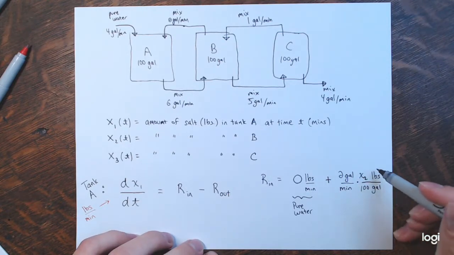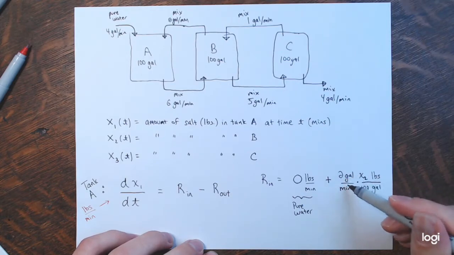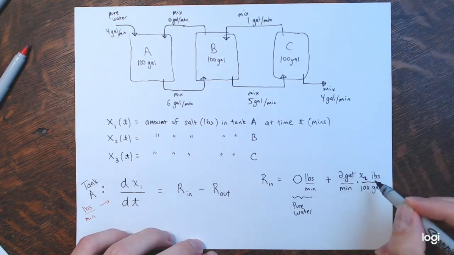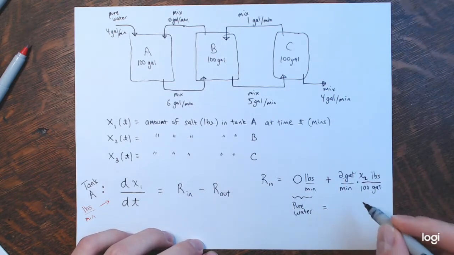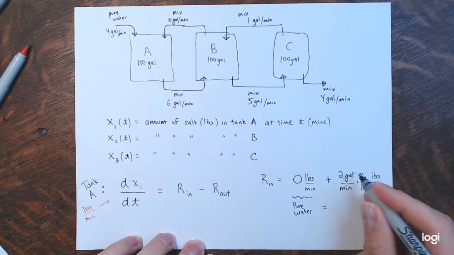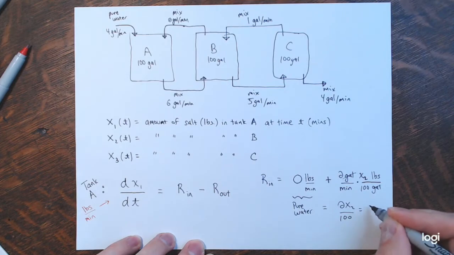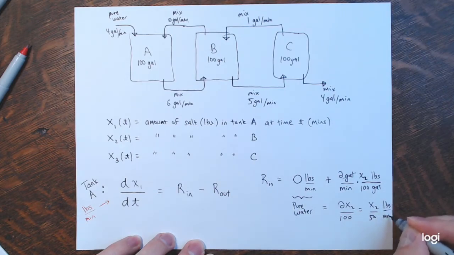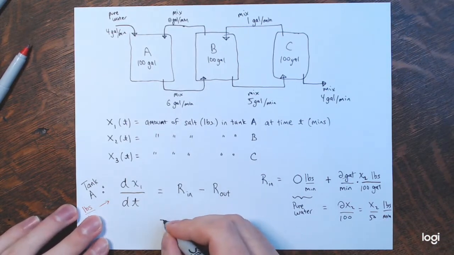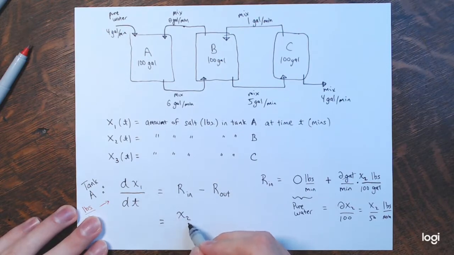That's the concentration of salt in tank B's liquid, and 2 gallons of that per minute are coming into tank A, and then the gallons cancel. So I'm left here with 2 pounds per 100 minutes, or 2x2 over 100, or just x2 over 50 pounds per minute. All right, so that's the rate at which the salt is coming into tank A, x2 over 50.